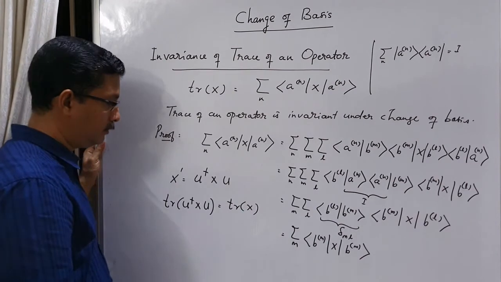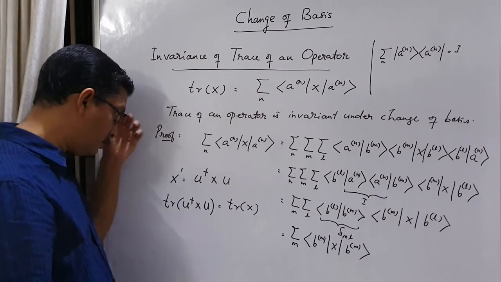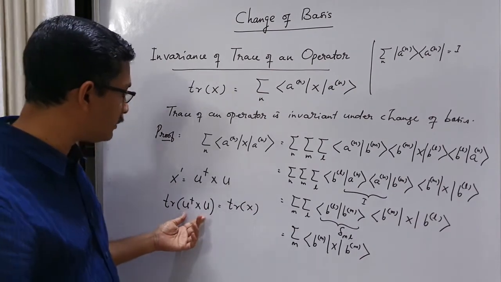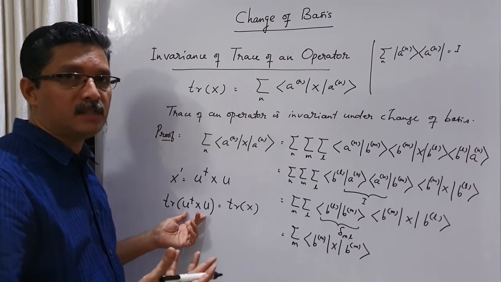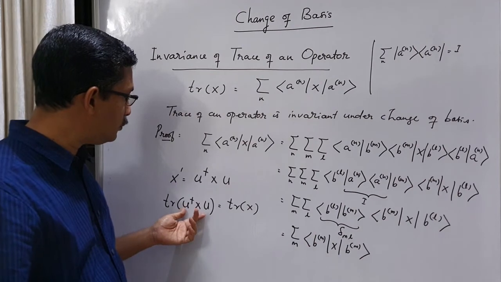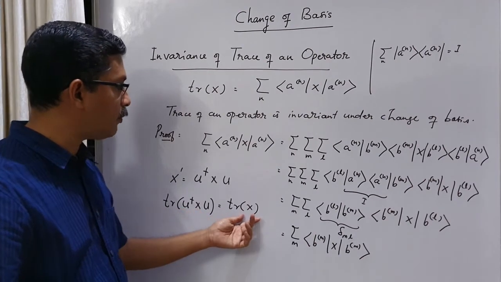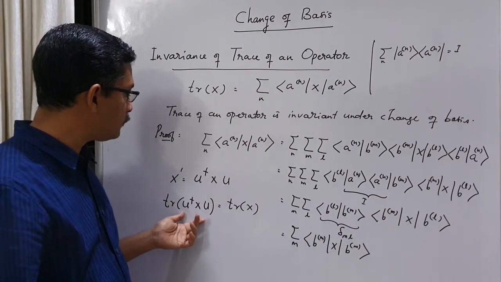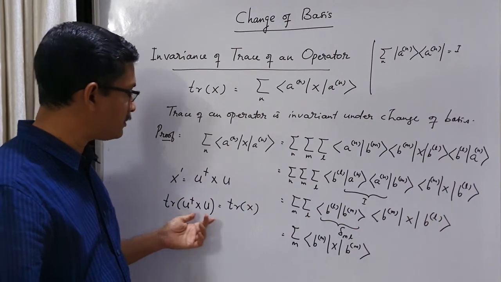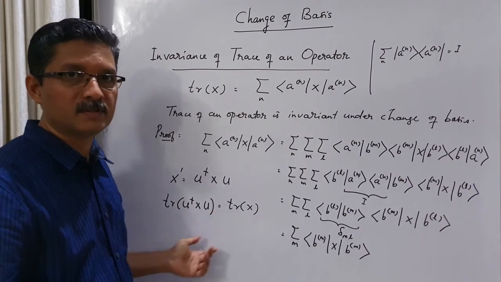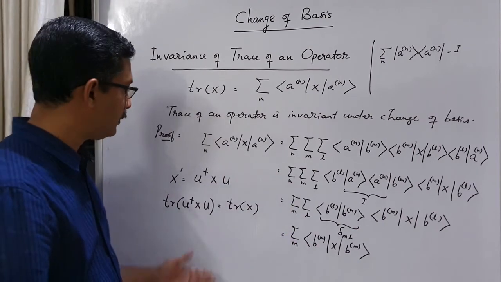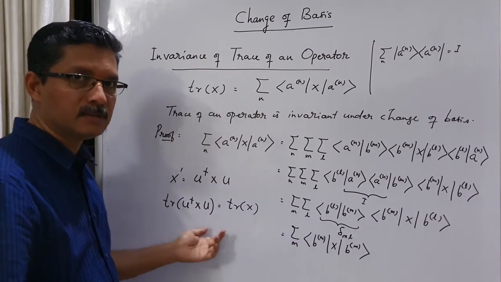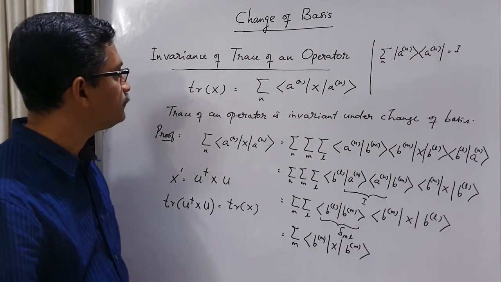This you can prove. So this is also another way, because u dagger x u is the changed operator under change of basis. So this is the operator in the new basis, and this is the operator in the old basis. So the trace of the operator in the new basis is the same as the trace of the operator in the old basis. That is the idea here. That is what we have proved in another way also. So you can try to prove this by this method also.